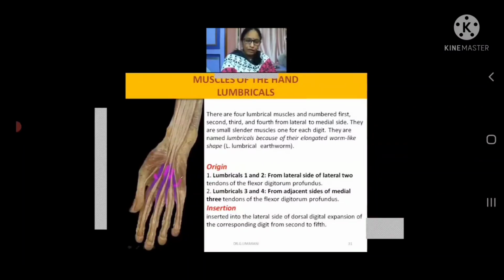You can see here, these all arise from the flexor digitorum profundus, 1, 2, 3, 4. And each is inserted at the lateral side of the corresponding digit, second, third, fourth, fifth. So this is about the lumbricals. Because of this appearance, they are called lumbricals.